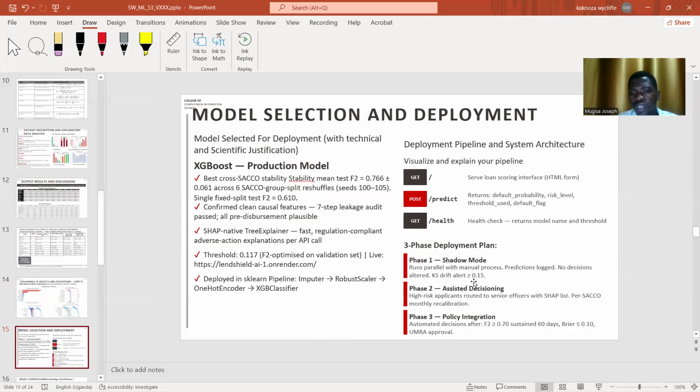And then we also have a deployment plan whereby we have phase 1, shadow, where it will run in parallel with the manual process. We don't change any decision. And then we have phase 2, whereby it is assisted. A high risk applicant goes to the other side, and then it goes to the senior officers to verify it. And then we have phase 3, which is the policy integration phase.